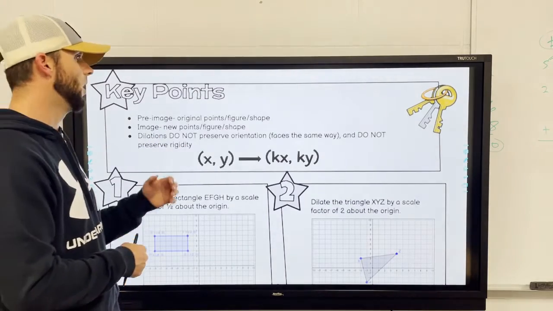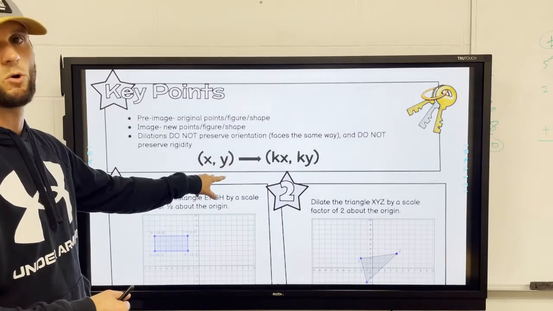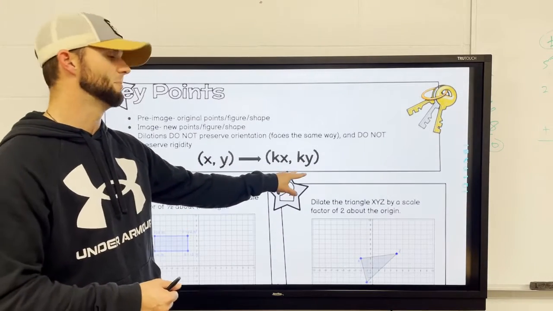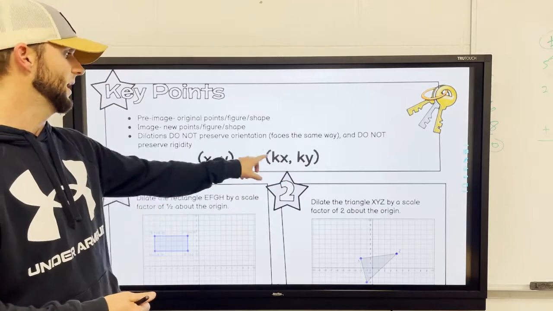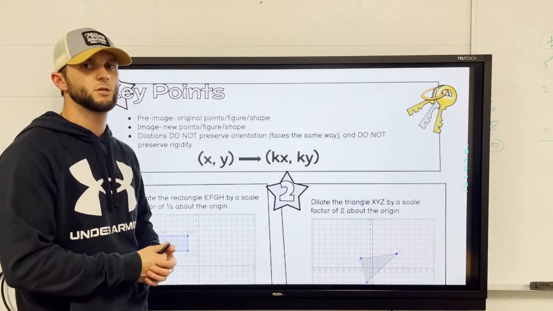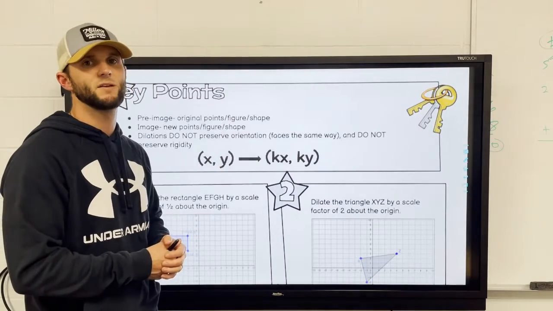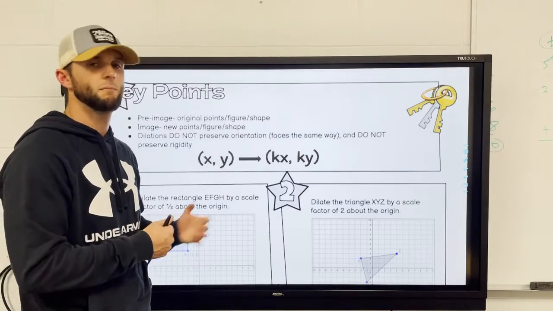All you have to do whenever you're dilating is take your original ordered pair and then multiply it by what you're dilating by. So K is always going to be what you're dilating by. If I'm doing a scale factor of 2, I'm just going to multiply by 2. If I do a scale factor of 1/2, it's going to end up multiplying by 1/2.